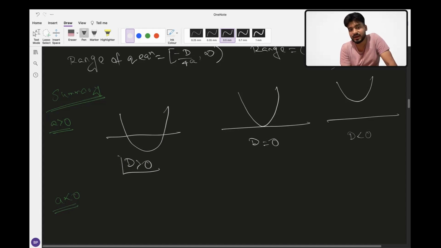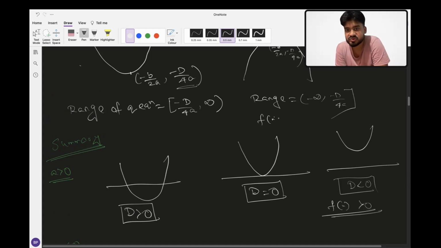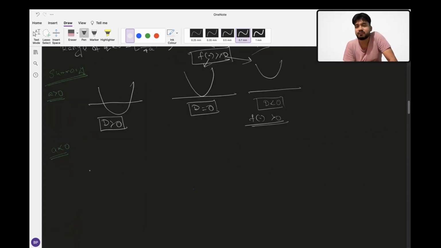And what we have understood is something more: the polynomial f(x) is always positive, and if we say f(x) is greater than or equal to 0, then we will take this case and this case also, both. And for a less than 0, what will happen? This all will be open downwards.